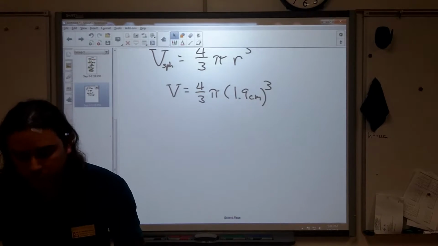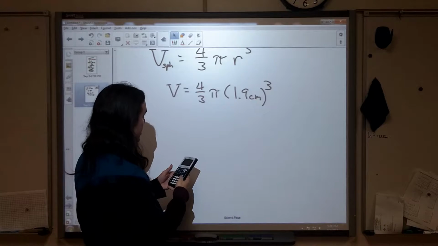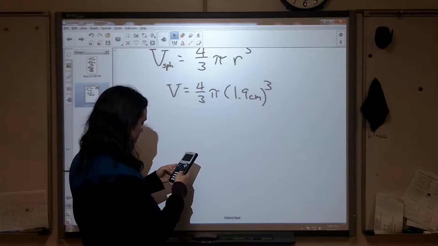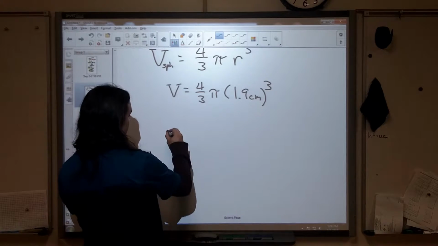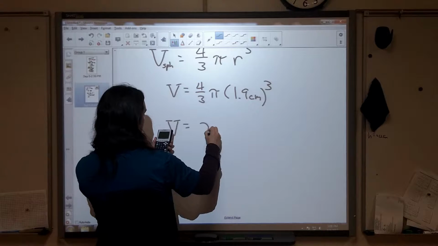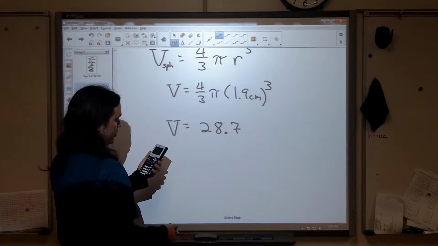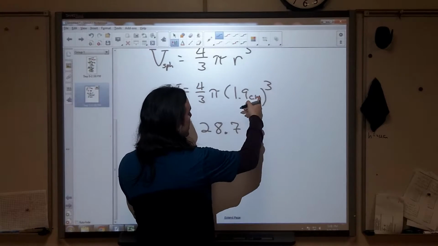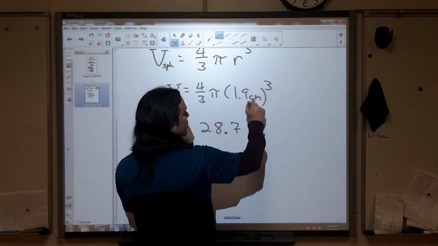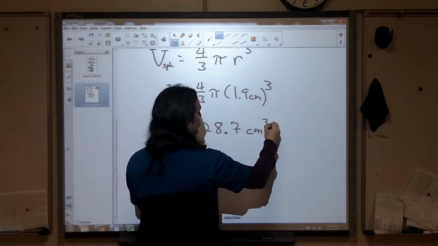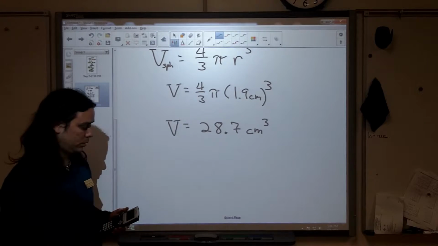All right, I quickly plug this into my calculator. 1.9 raised to the third power, times pi, times 4, and divided by 3. You can put this in however you'd like, but you should come up with something like 28.7 to 3 significant figures. It's 28.73 if you want another one. And the units: we had centimeters, but it got cubed. We ended up with centimeters cubed, which is the proper unit for volume.